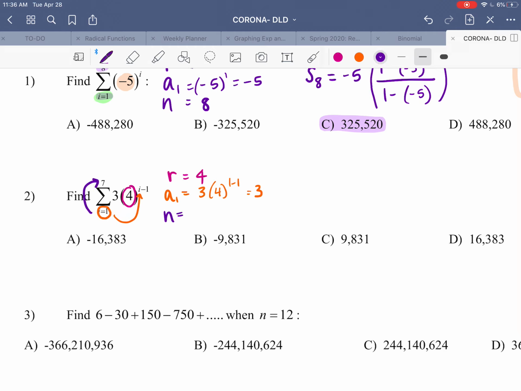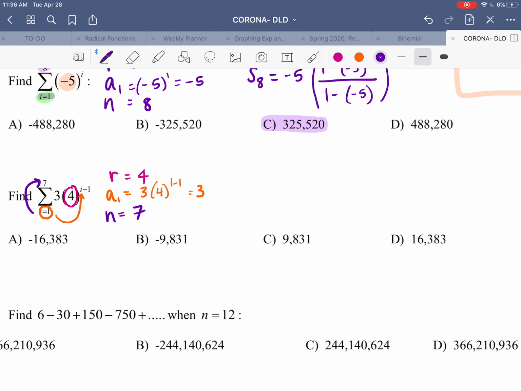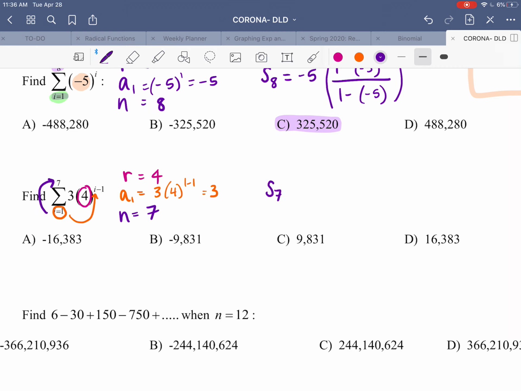And then for N, we need to count from 1 to 7 to see how many values that is. That is 7 values. So we have our R, our A, and our N. Next, we're going to put that into our formula. So we have S sub 7 equals A sub 1, which is 3, times 1 minus R, which is 4, to the N, which is 7, over 1 minus 4. Plug all that into your calculator, and that gives you, let me plug it in the calculator real quick.